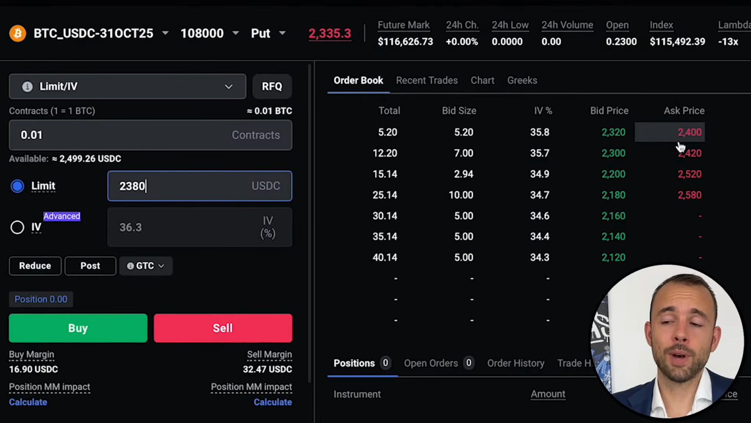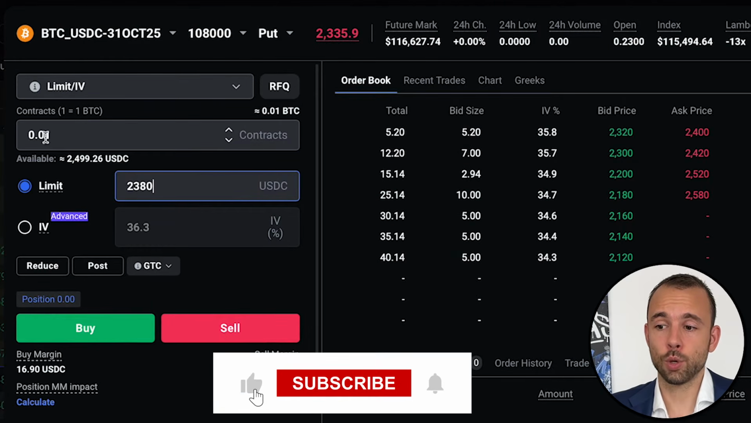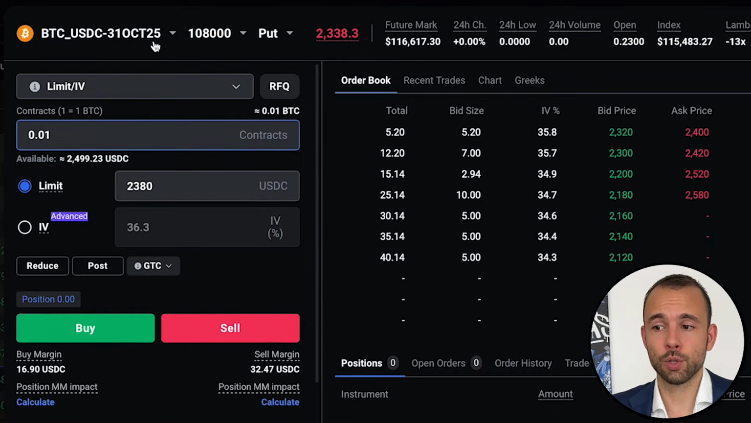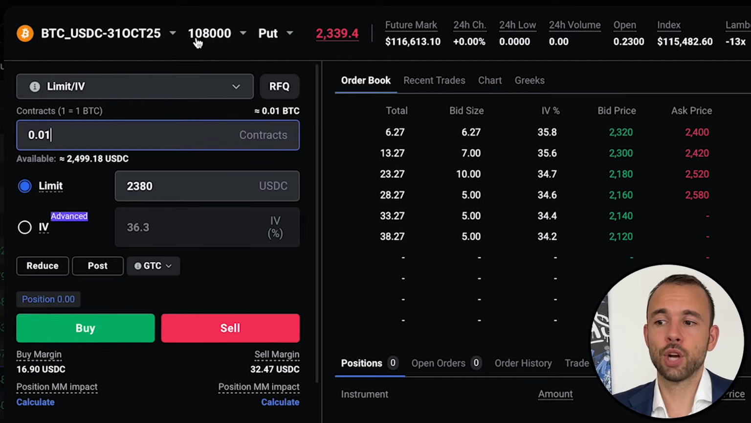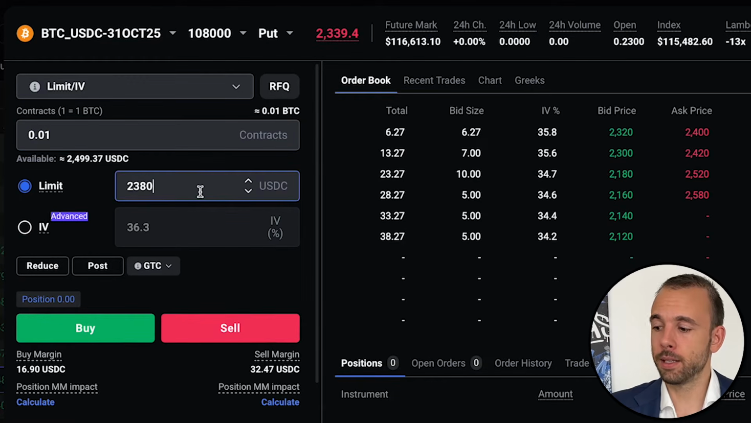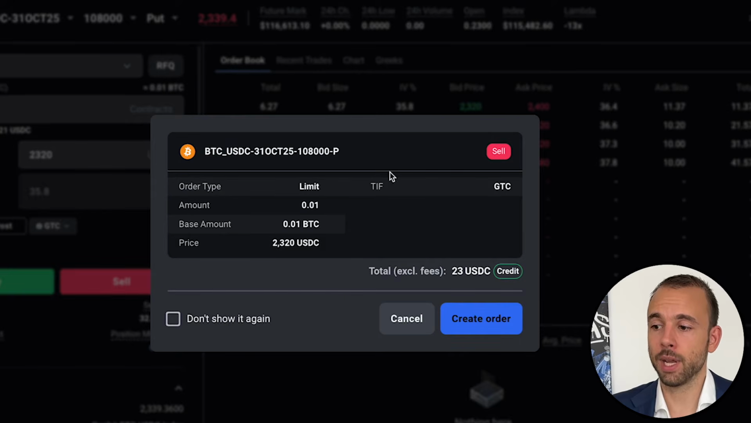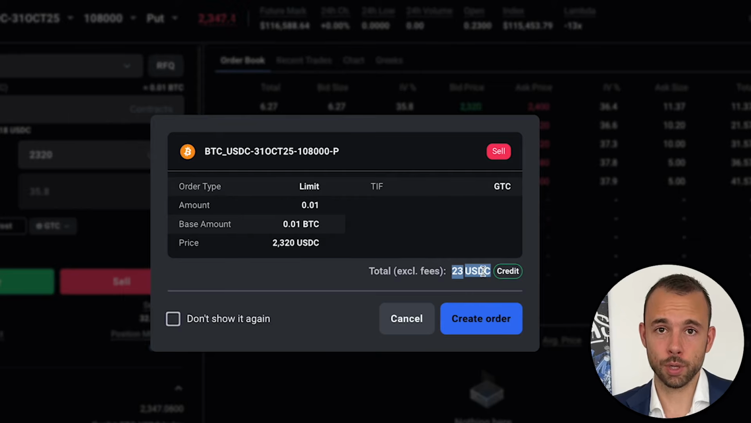And for example, if I would like to sell 0.01 Bitcoin with expiration on the 31st of October 2025, with a strike price of $108,000, I select the best bid price, which is right now at the moment in the order book, and click on the sell button. Here I can see one more time the confirmation window and the full amount of the premium that I'm going to receive. And after that, click on create order.